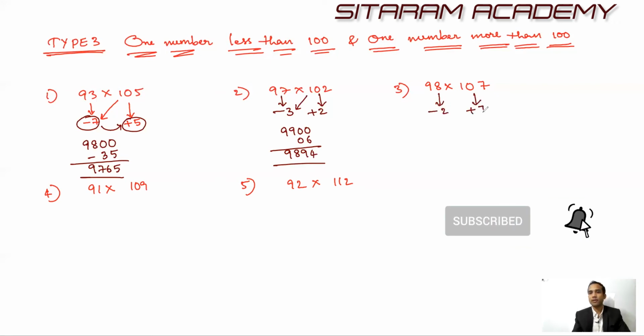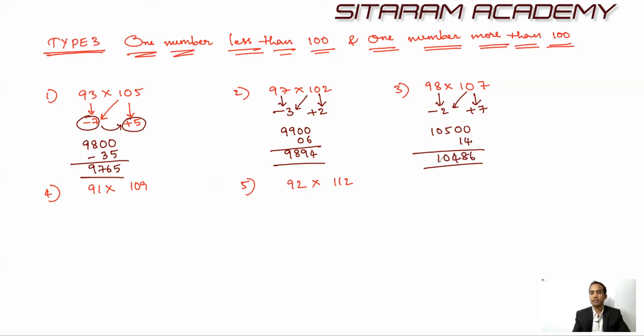Now this is 2 less than 100. This is 7 more than 100. 107 minus 2 will become 105, and 00 we write. And 7 2s are 14. We will subtract from this, and this will be 10,486.